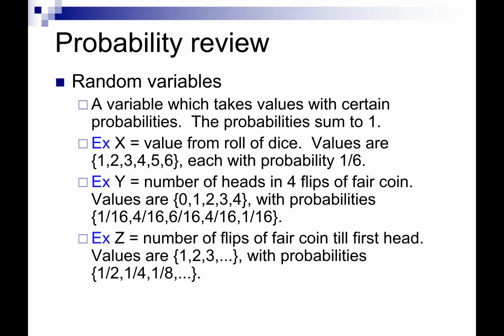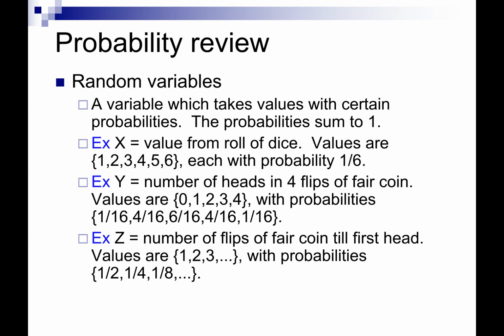Okay, and then you can also define, for example, z to be the number of flips of a coin until you hit the first head. Okay, so now the values are going to be 1, 2, 3, and so on. So z can be any natural number, any positive natural number.